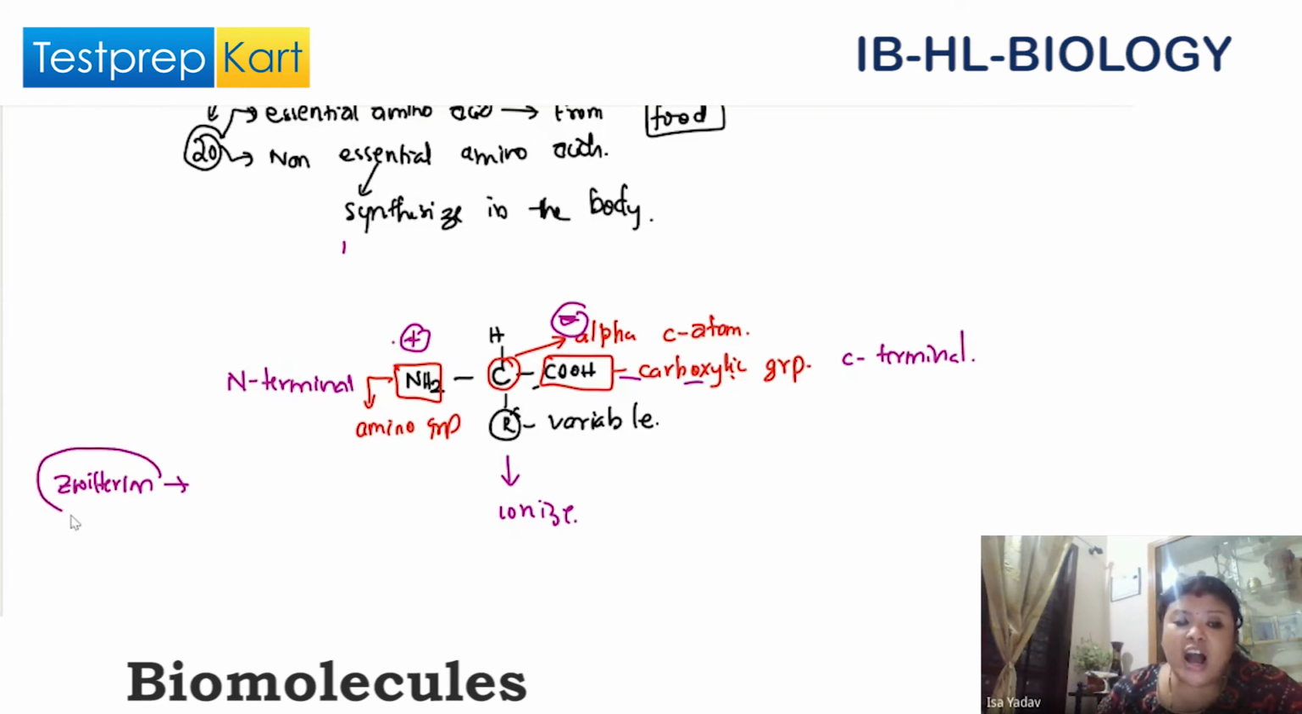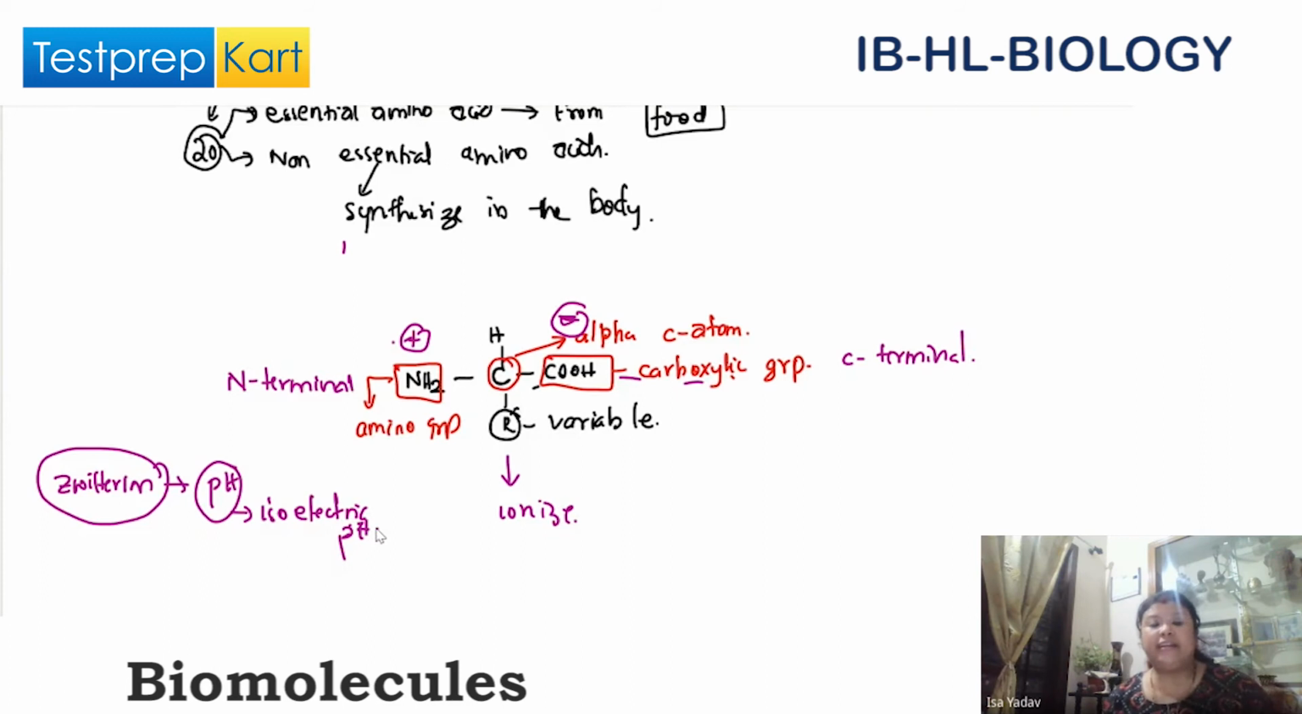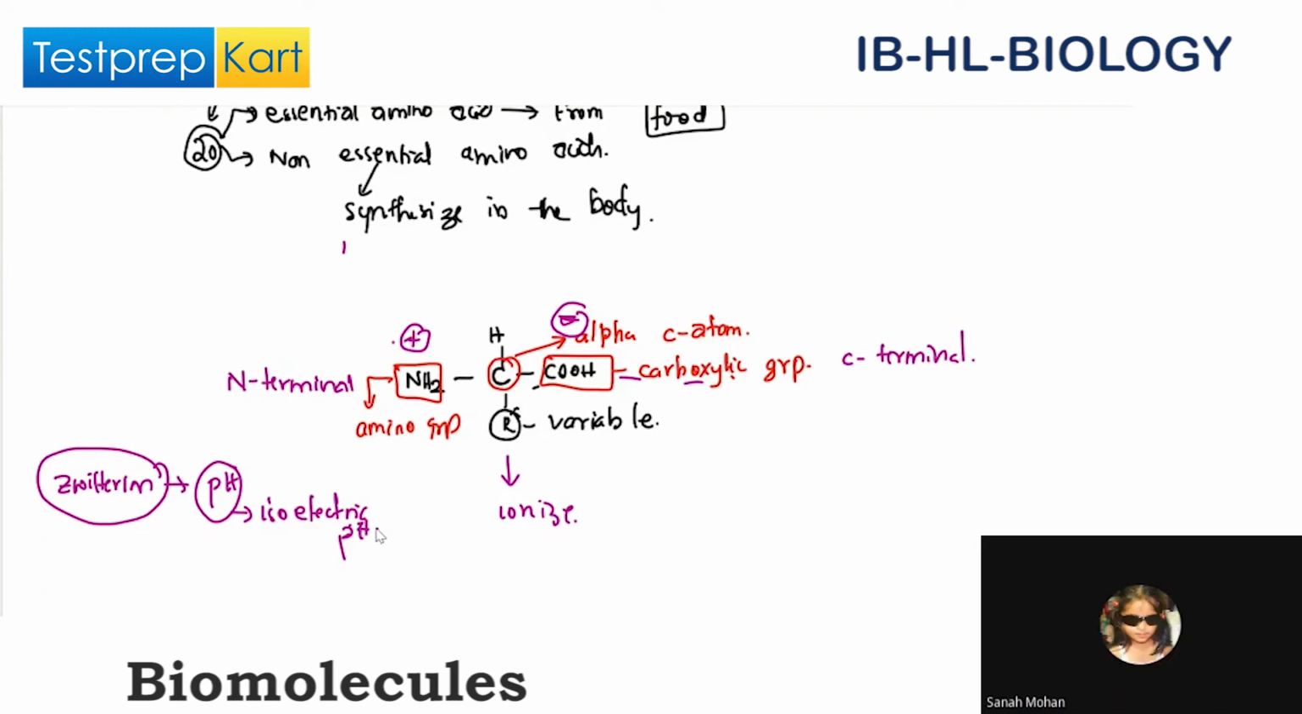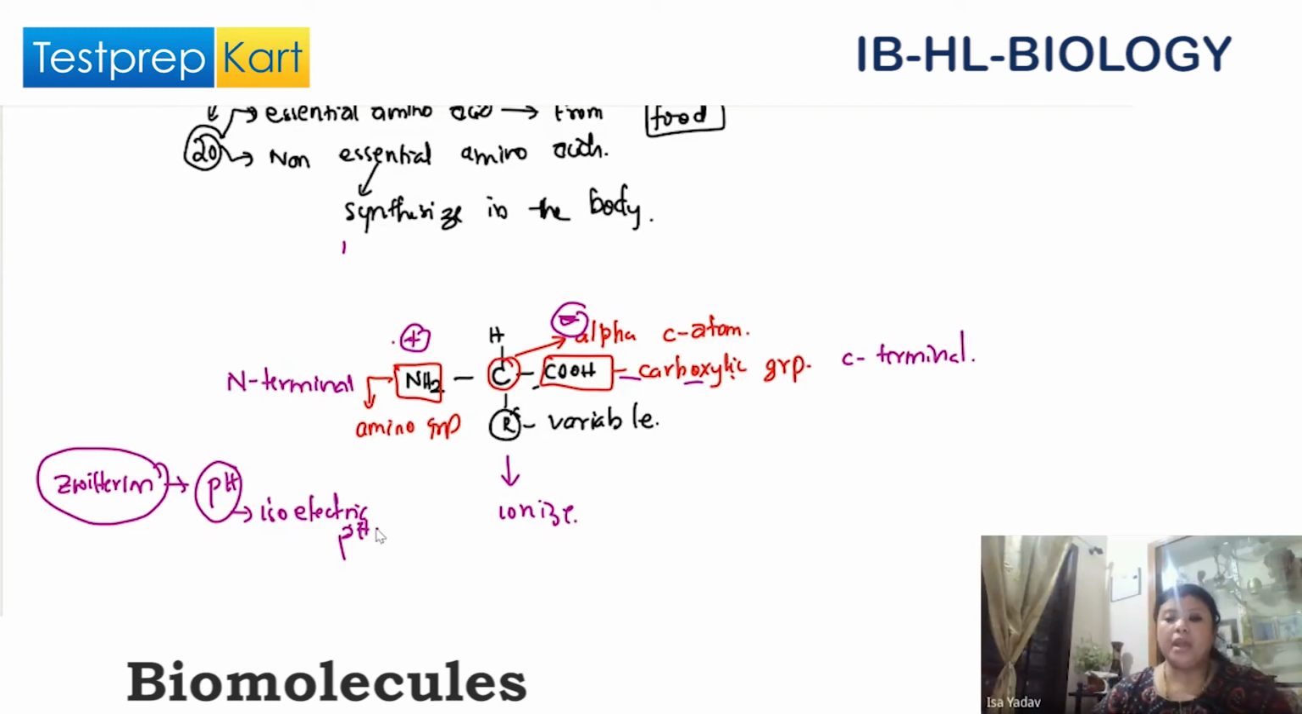And the Zwitter ion can be formed only in a particular pH. At a particular pH, what happens? The amino acids dissociate to form the ions, and it consists of, at the same time, positive and negative ion. So that pH is called as the isoelectric pH. Okay, isoelectric pH. These points are clear, Sana? Yes.